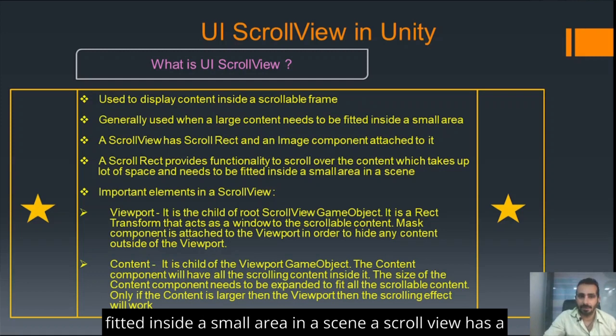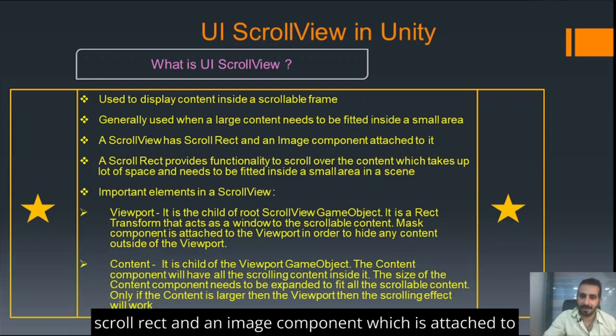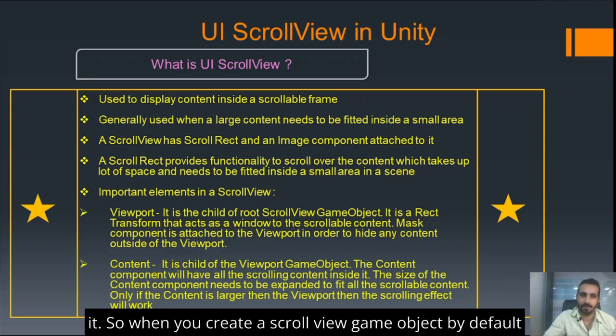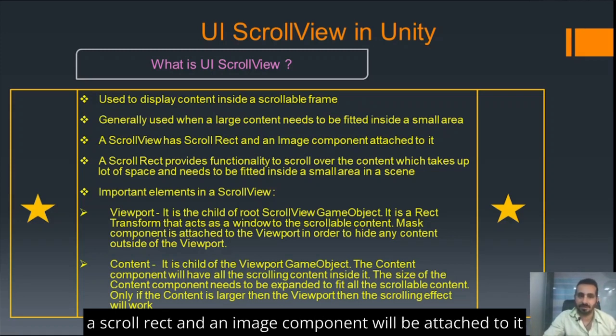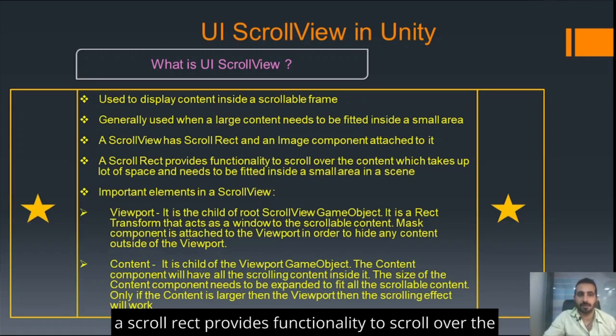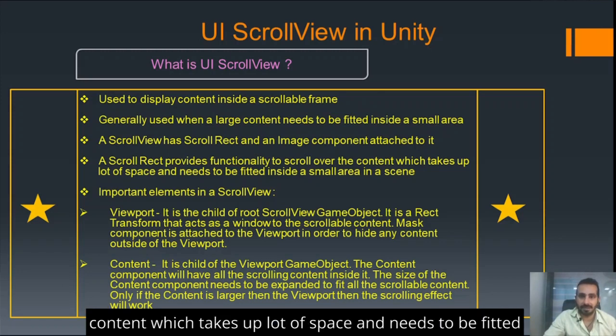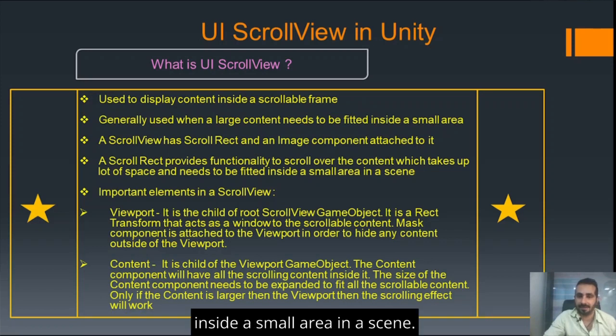A scroll view has a scroll rect and an image component which is attached to it. So when you create a scroll view game object, by default a scroll rect and an image component will be attached to it. A scroll rect provides functionality to scroll over the content which takes up a lot of space and needs to be fitted inside a small area in a scene.